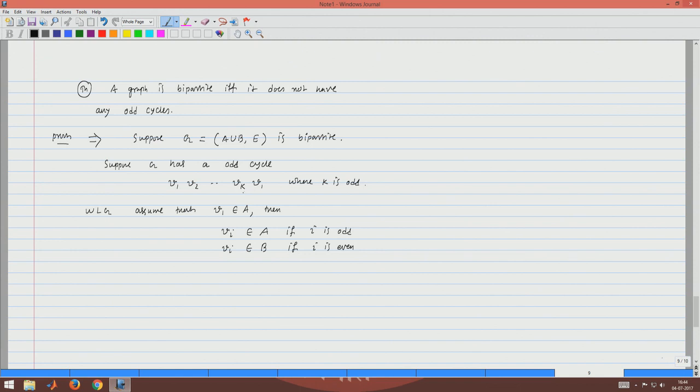Then you see that k is odd and vk is adjacent to v1. Then v1vk is an edge with both endpoints in A, but which is a contradiction. Therefore, G has no odd cycles.